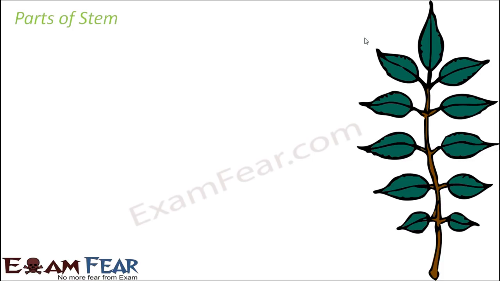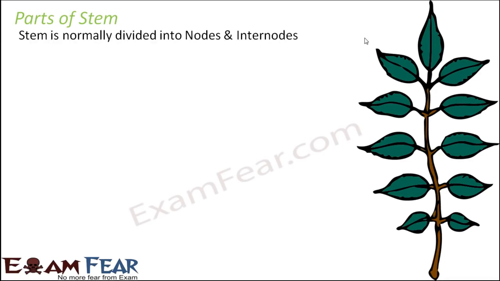Now let us talk about the parts of stem. So how can we actually study the structure of a stem? It is very important to know the different structures or the different parts of a stem. A stem is normally divided into nodes and internodes. So this is very, very important. So this structure, this aerial axis which you see, is divided into nodes and internodes.